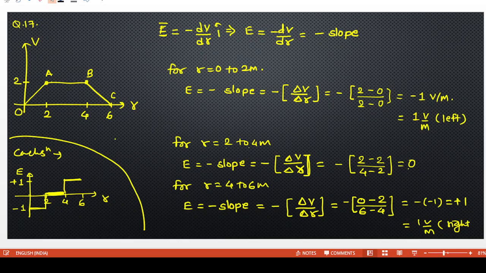Now, so last time we have solved question number 17. So write with me example number 18.